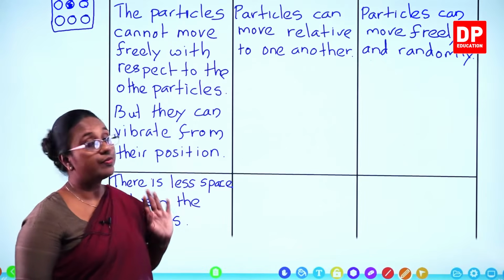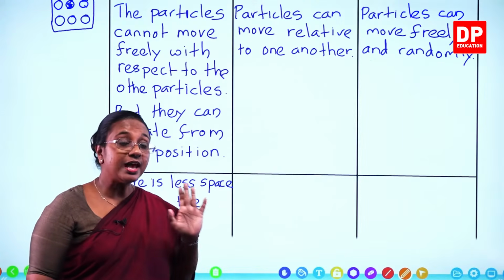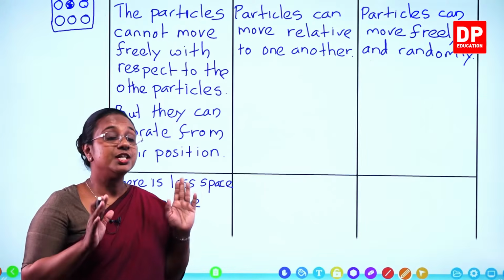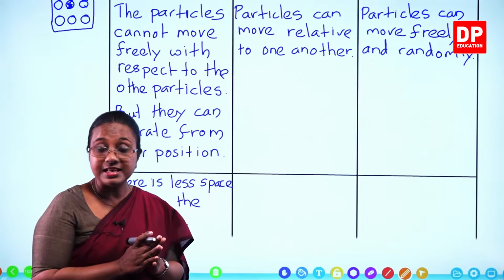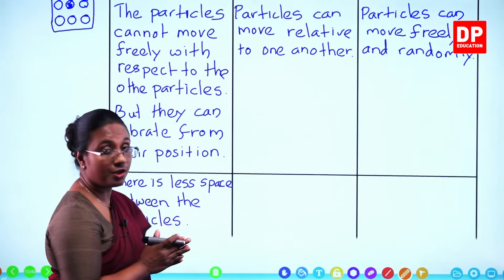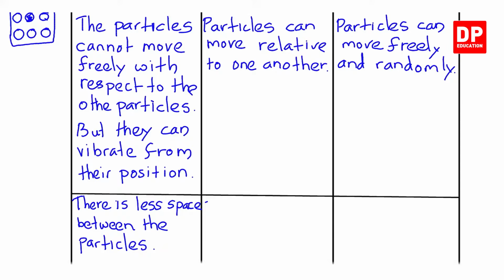Same thing goes for liquids. Even though they are somewhat randomly arranged, there is less space between the particles of liquid. So here also we can say there is less space between particles.